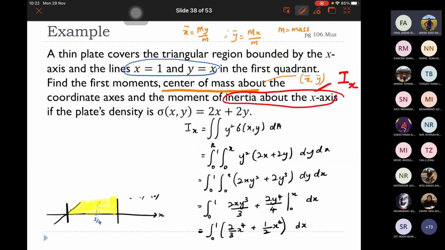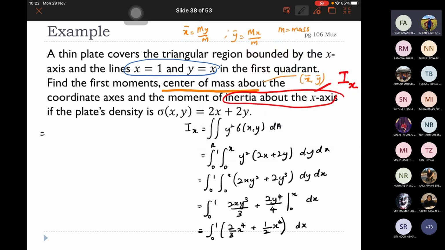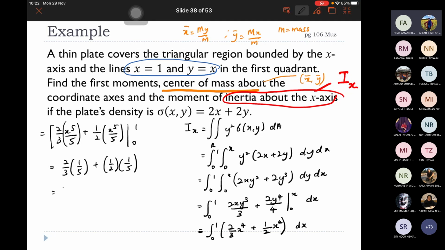So boleh je kalau nak settlekan that one. Tapi in this case saya malas nak settlekan. Saya dapat 2 per 3 x kuasa 5 per 5 tambah 1 per 2 x kuasa 5 per 5. Okay. 0, 1. So dapatlah 2 per 3 darab 1 per 5 tambah 1 per 2 darab 1 per 5. So dapat 7 per 30. This is the value of inertia about the x-axis. Dapat.